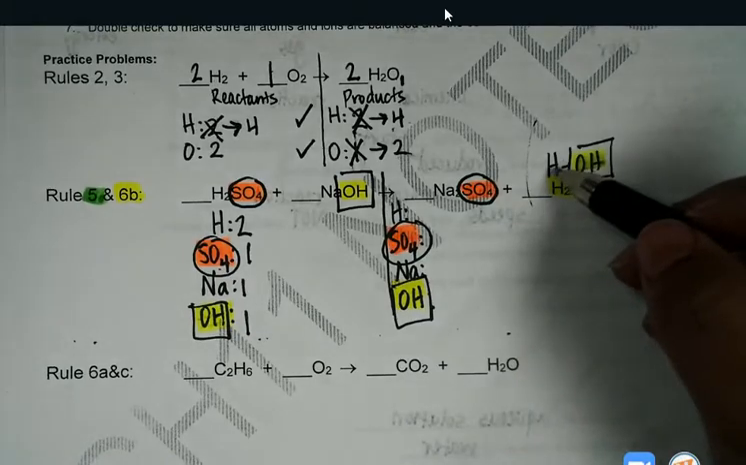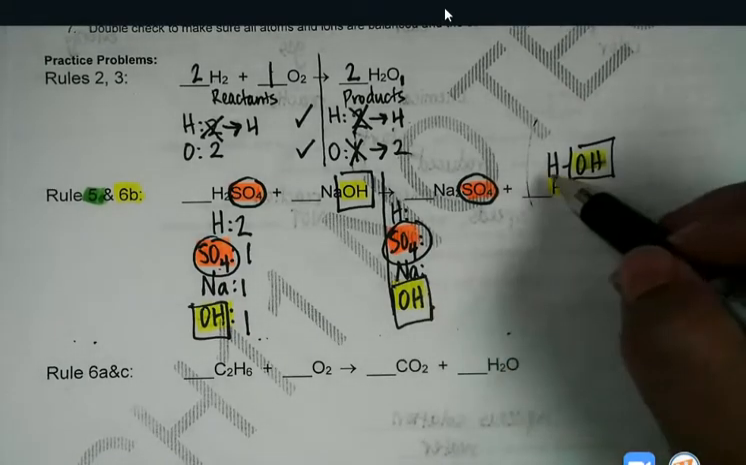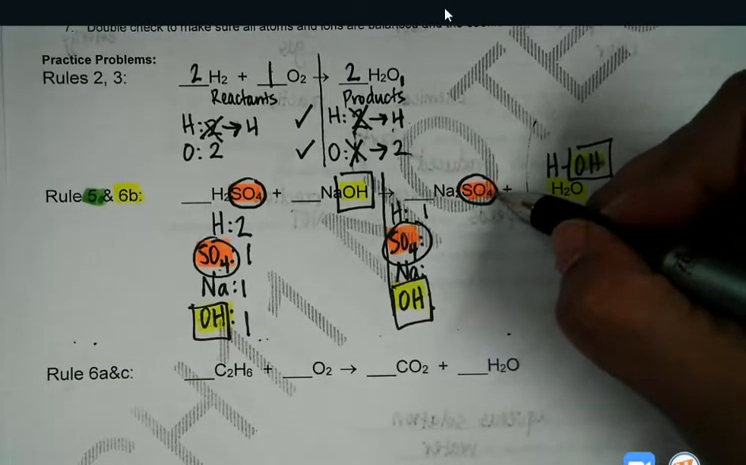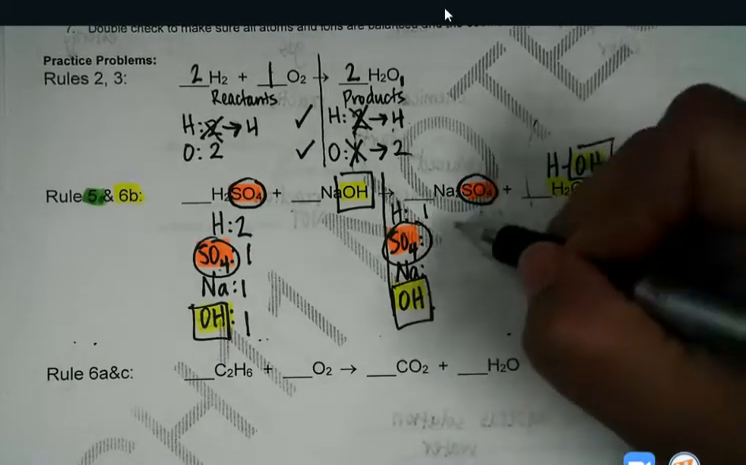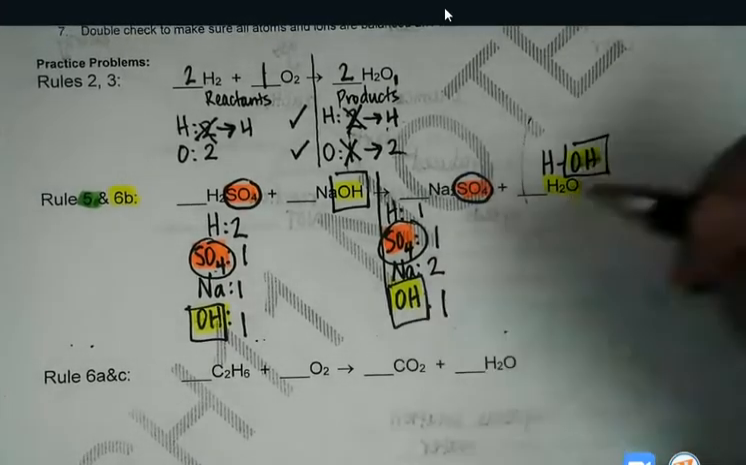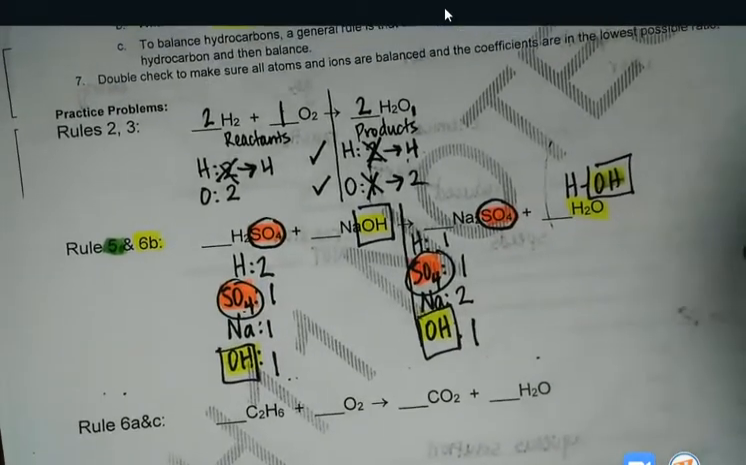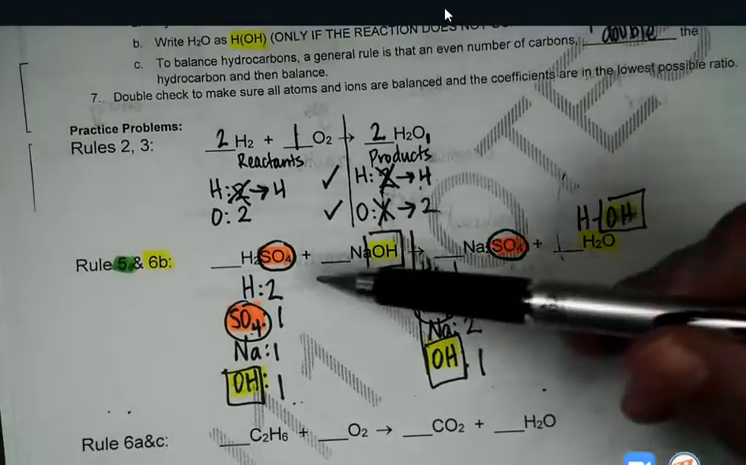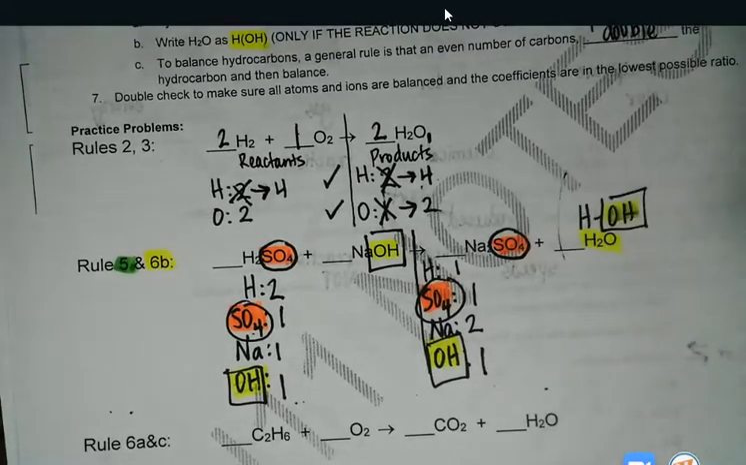Remember, this H is by itself, this OH is grouped here, so I only have one OH. SO4, I have only one. Na, there's a 2 there. OH, there's 1. So now I need to balance. And remember, number 4 says try to keep H and O last.